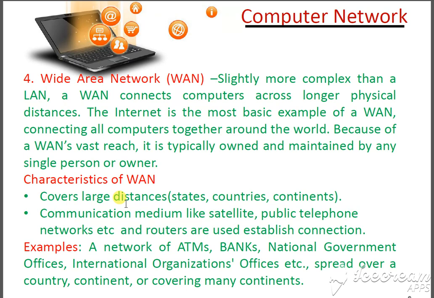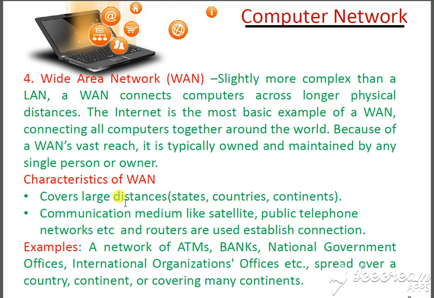What we find is that the connection is over a very long distance, that means from one country to another country, one state to another state, one area to another area, a big area it will cover. So what are the characteristics? The advantage is it covers a large distance: state, country, continents, with communication media like satellite, public telephone system, networking system, and routers we can establish.